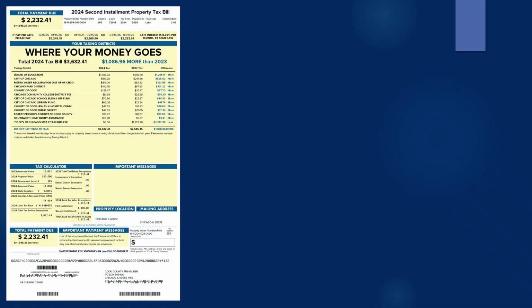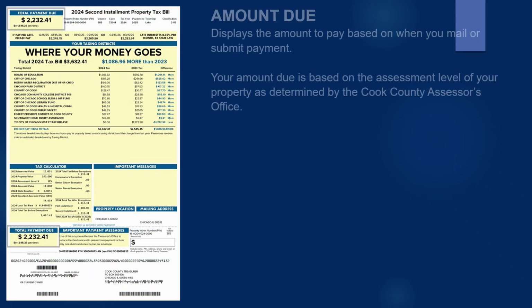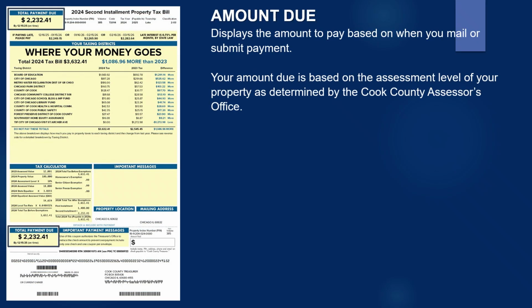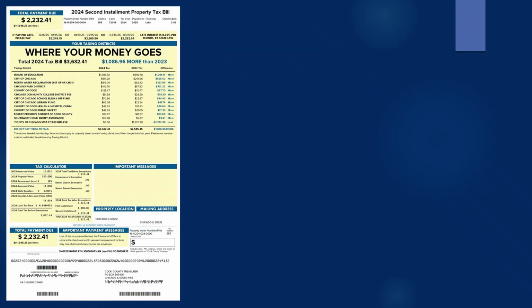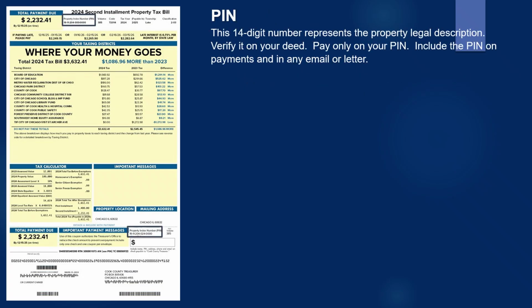This video was created to assist taxpayers on locating and understanding important information that appears on your second installment property tax bill. The amount due displays the amount to pay based on when you mail or submit payment. The 14-digit property index number represents the property legal description. Verify it on your deed, pay only on your PIN. Include the PIN on payments and correspondence.